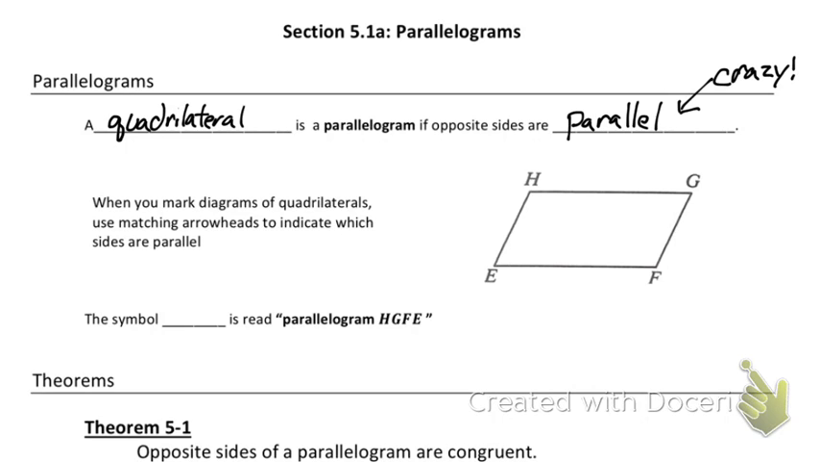So if we're looking at that quadrilateral down below, to make that a parallelogram, we'd have to say something like HE has to be parallel to GF, and HG has to be parallel to EF. So when you're showing that something's a parallelogram, just show all these parallel lines.